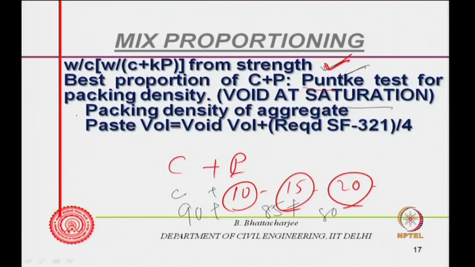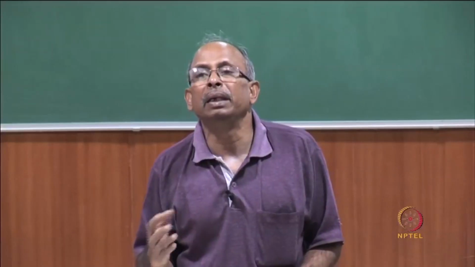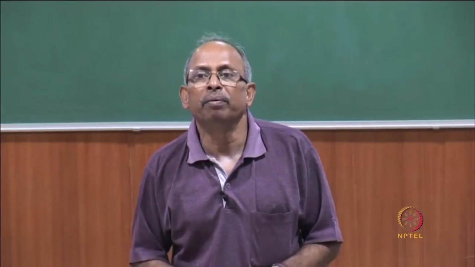So, paste volume would be void volume plus the extra paste required for slump flow. This is an empirical formula developed at IIT Madras. The equation may be different, but the idea is that paste volume is void volume plus how much extra paste you need. It would depend upon the required slump flow, and they found it to be the required slump flow in millimeter minus 321 divided by 4. They found it out to be like this.